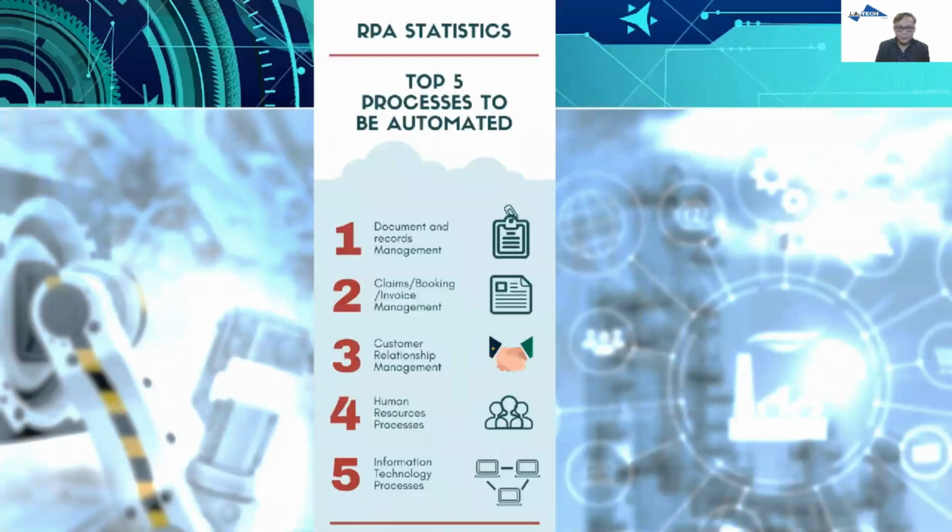Another one is, what are the things that can be automated? These are the top processes to be automated. Number one, document and records management, so all your records will be processed to be automated. Number two, claims, booking, and invoice management. Number three, customer relationship management. Number four, human resource processes. And number five, information technology processes. So these are the top five processes to be automated in businesses.